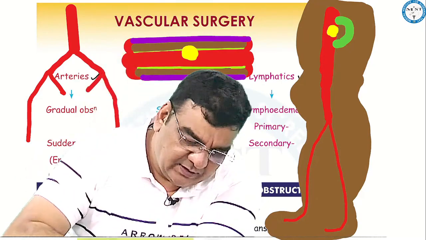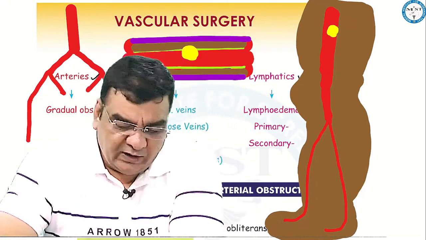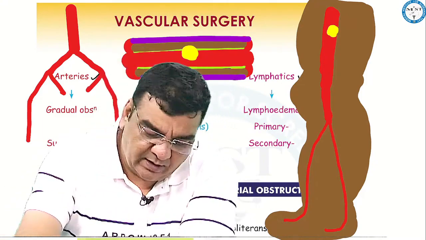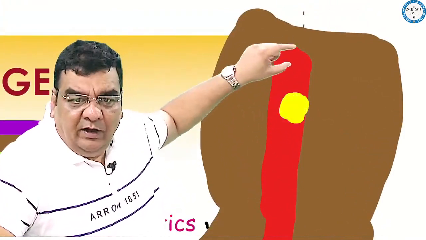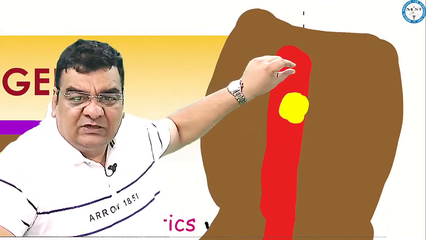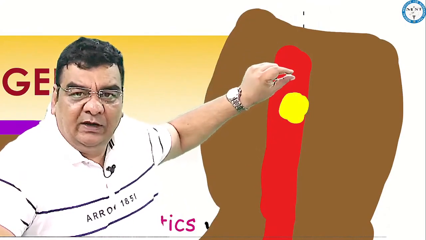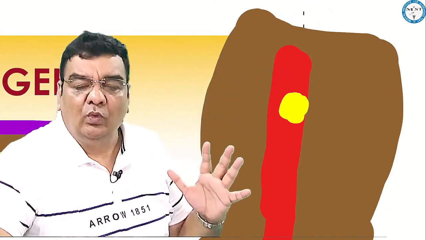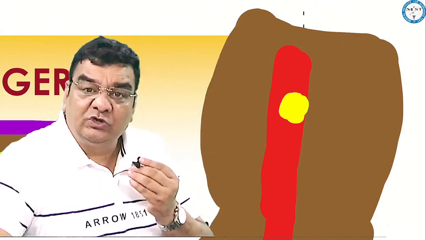Suppose in your clinical examination, you keep a stethoscope above the obstruction. If you keep the stethoscope proximal to the obstruction, above the obstruction, then you will hear a bruit type of sound. Bruit is basically a whoosh type of sound.